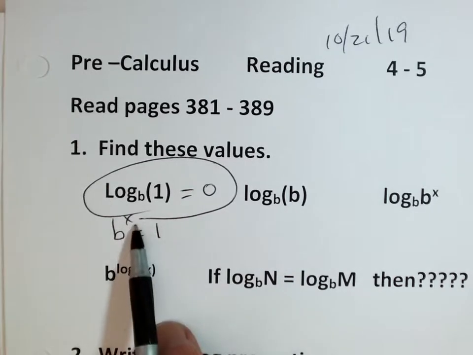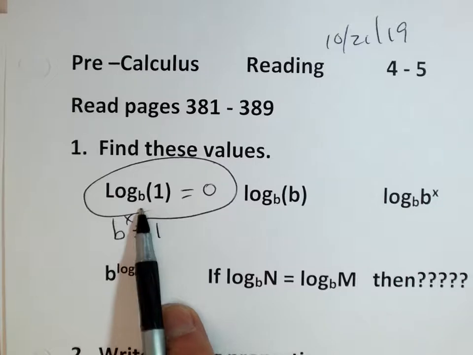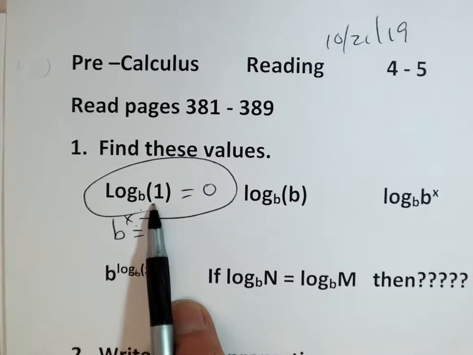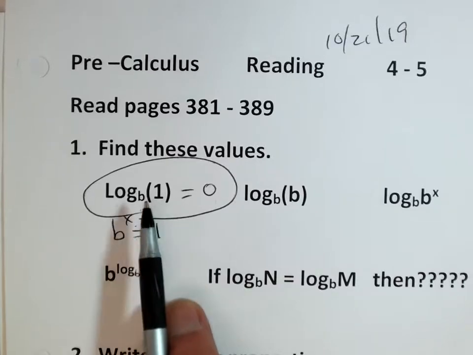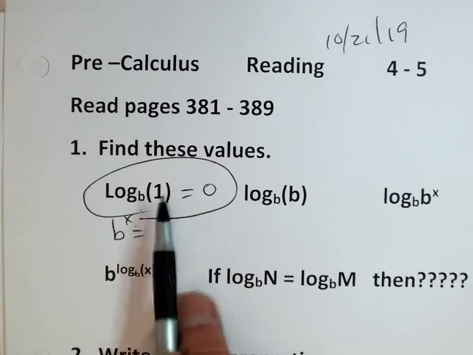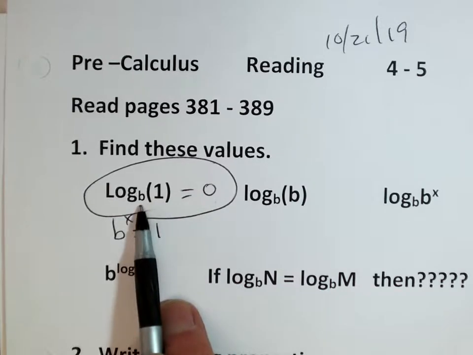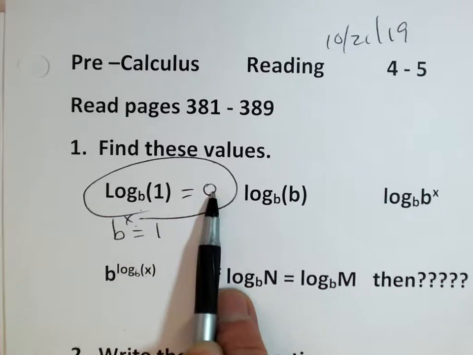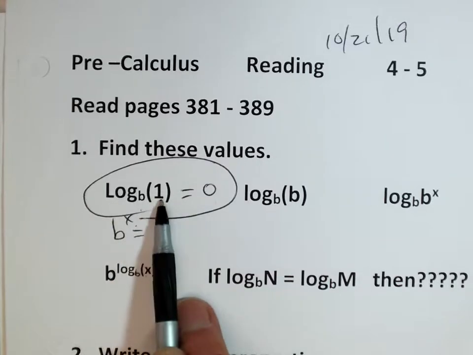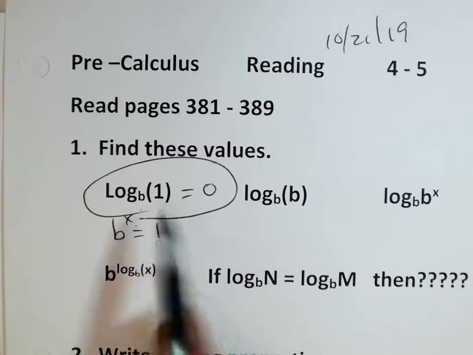Okay. So anything to the 0 power is always 1. So log of any base, log of 1 is always going to be 0. Okay? It just makes sense, because any number to the 0 power is always equal to 1. Any base to the 0 power is always 1. So if you see log base b of 1, log of 1 is just plain old 0.